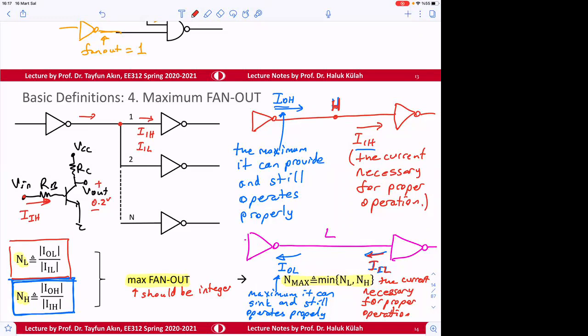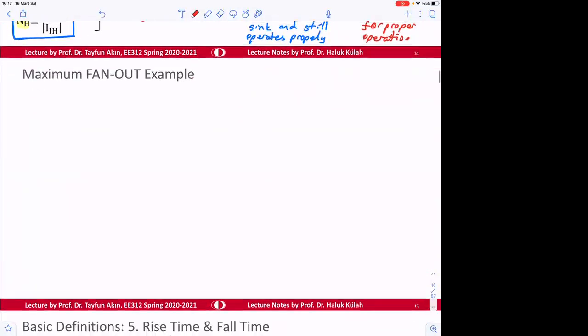Yes, that's the basic idea. I don't know if I have an example here. I guess it looks like there's an example. So the example, I can solve an example for you. Okay, let me do that.